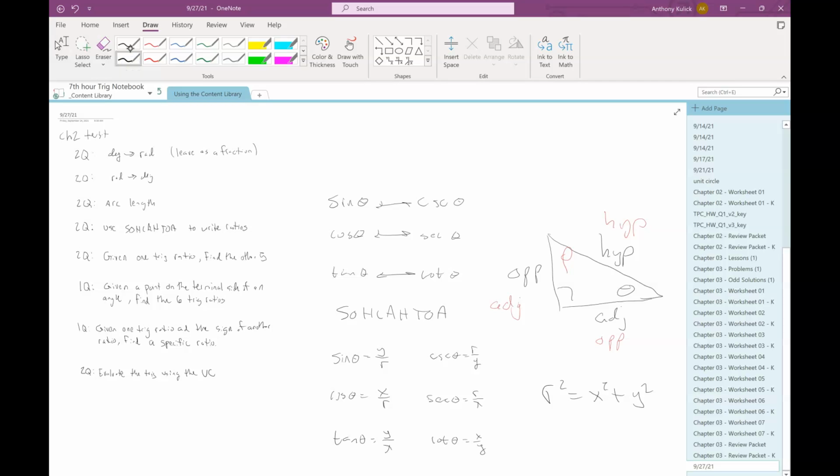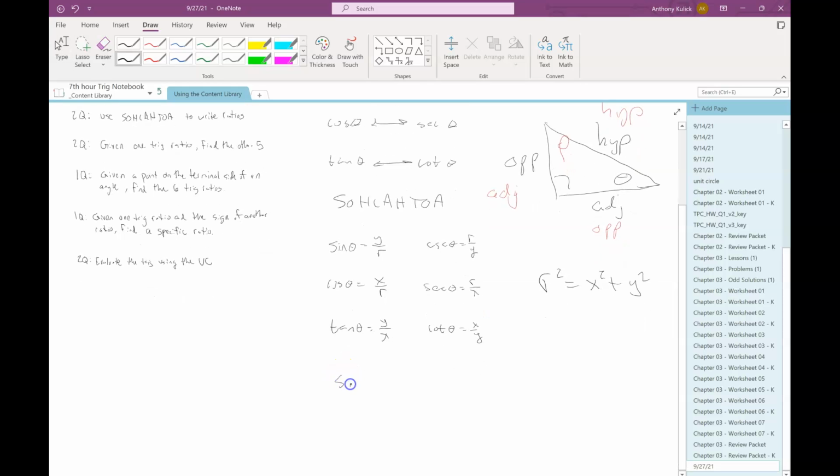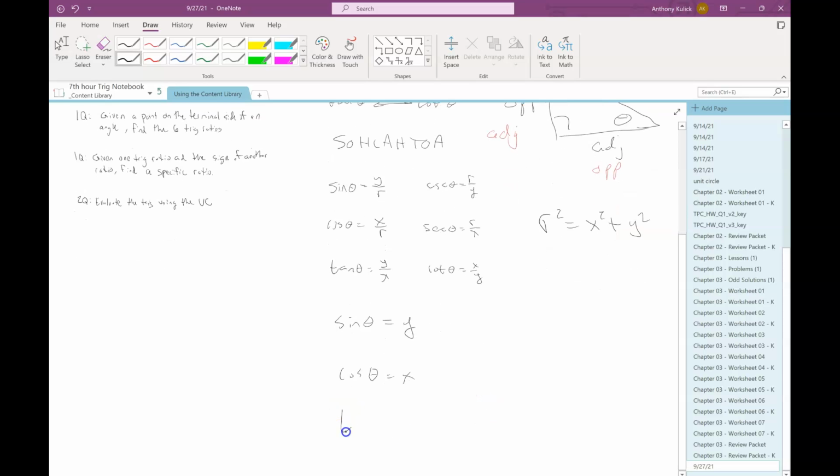And then the last set of definitions here is the unit circle definitions. So sine is just the y-coordinate. Cosine is the x-coordinate. Tangent is still y over x. Cosecant is the reciprocal of sine. Secant is the reciprocal of cosine. And cotangent is the reciprocal of tangent. But this is really still the same thing as the standard position definitions, just with r equal to 1.